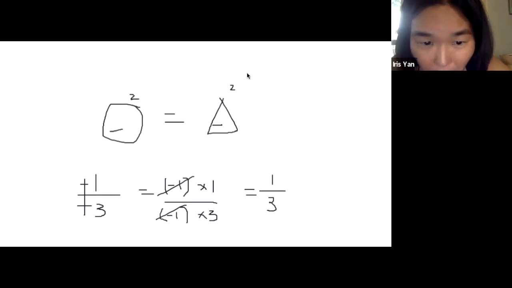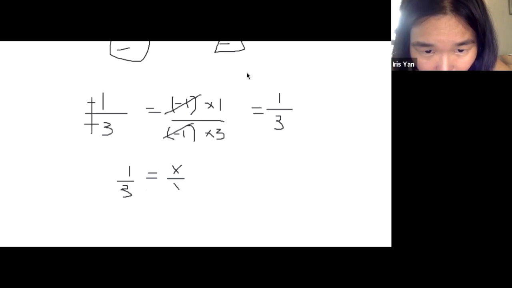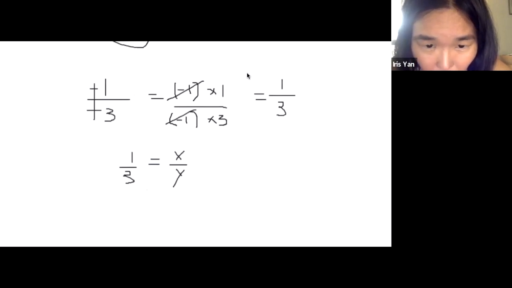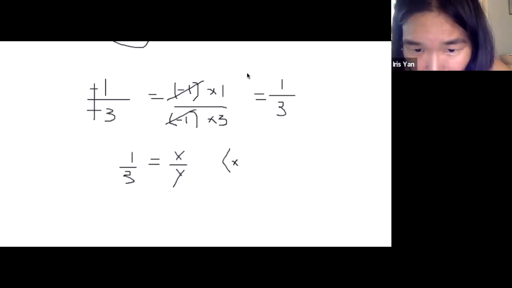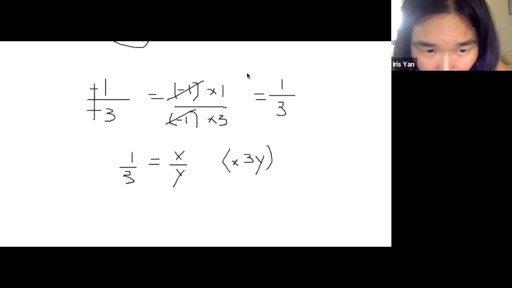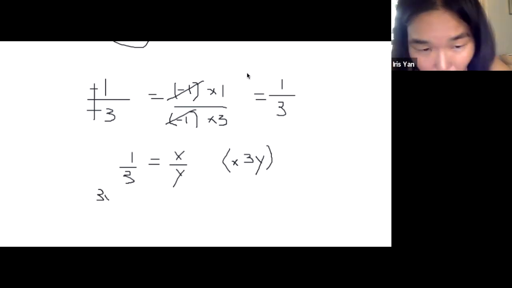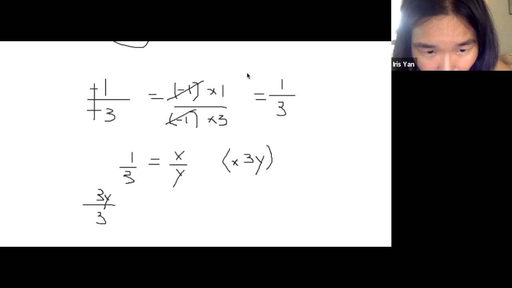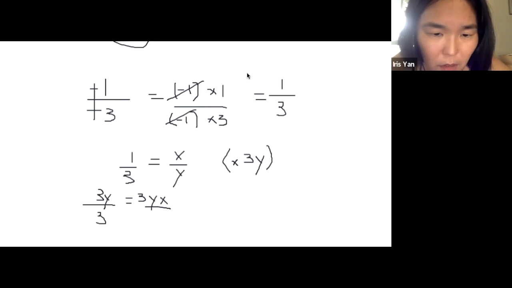Okay. But sometimes in the future, you have an equation like this. And so what we do is we multiply both sides by y. Actually, we multiply both sides by 3y and see what happens. You will have 3y times 1, which is 3y, divided by 3. And then you have 3yx divided by y, right? I cannot write the y here, but let me.